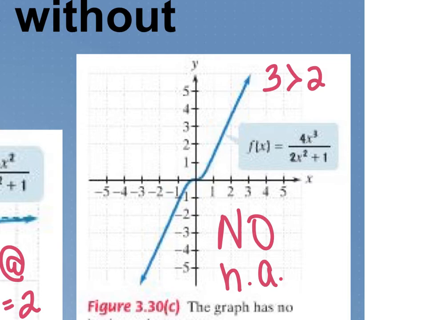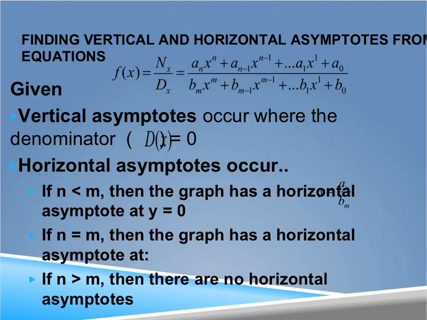No horizontal asymptote. Victoria, can you hit close, please, on that box? It's driving me nuts. Thank you.